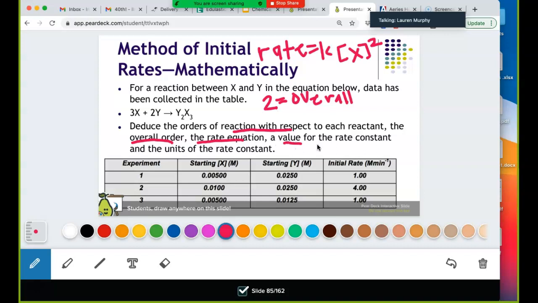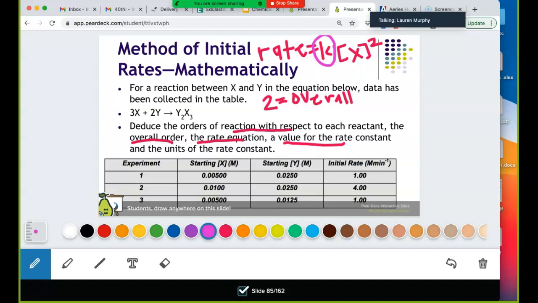And then this is what we have not done yet. We have figured out how to do the units for the rate constant, but we've never figured it out mathematically with actual numbers. So that's what we're gonna do right now. So you go, well, how do I find the rate law constant, K? You get to pick any trial that you want. Any trial. Experiment 1, experiment 2, experiment 3. It doesn't matter. So I'm going to pick experiment 2.